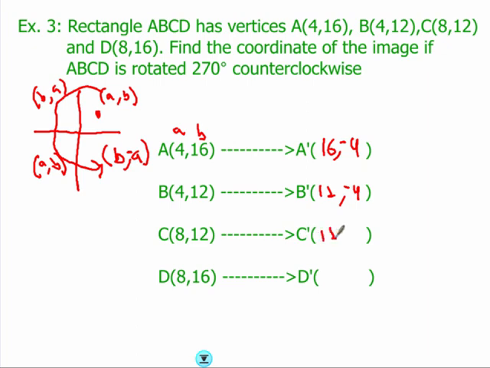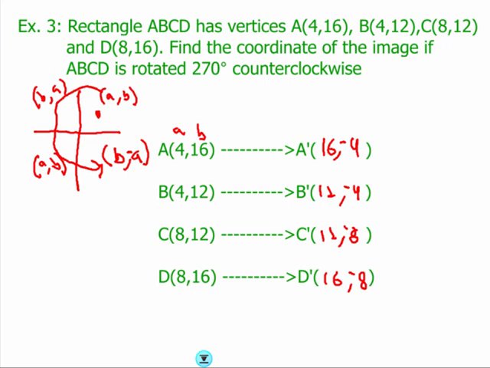12 and 8 switch places. Want the 8 to be negative. And 16 and 8 switch places. And I want the 8 to be negative. That's exactly how we do it. We just draw this little diagram and it helps us figure out exactly where our points are going to go. So there you have it. You know all you need to know about rotations.